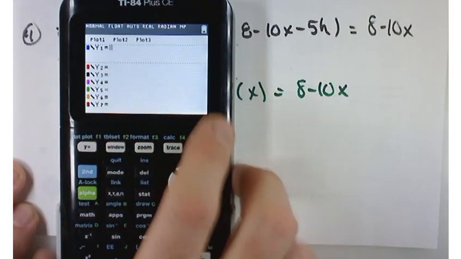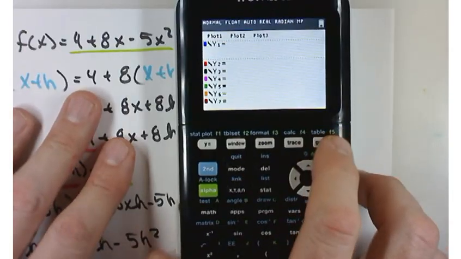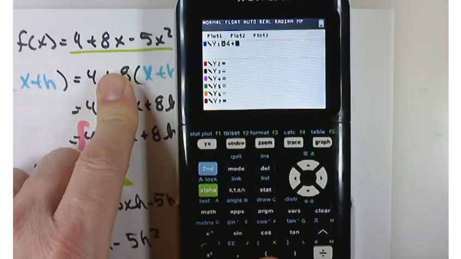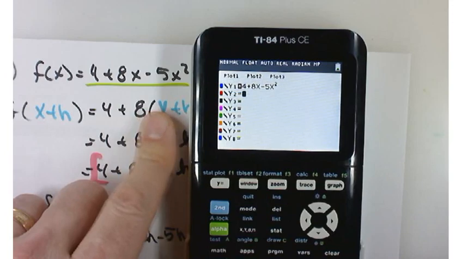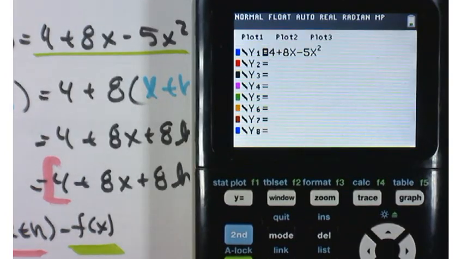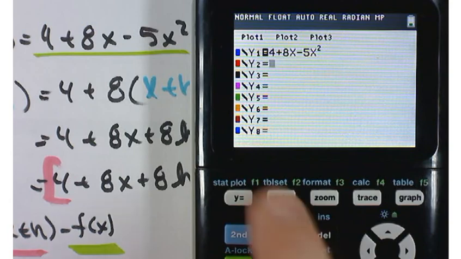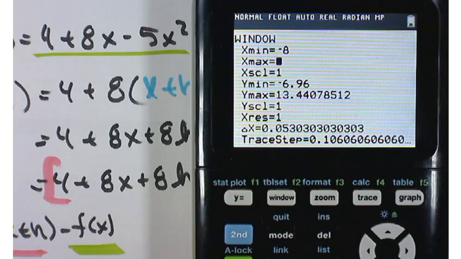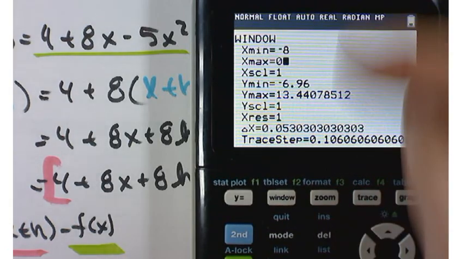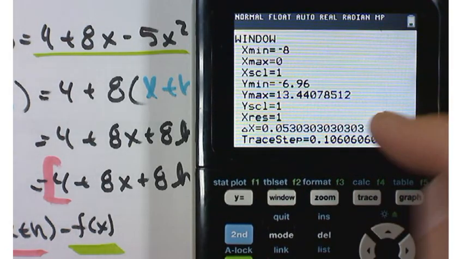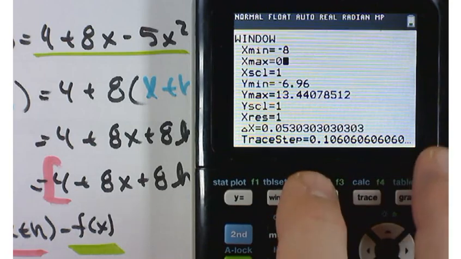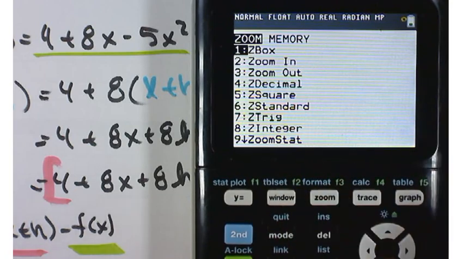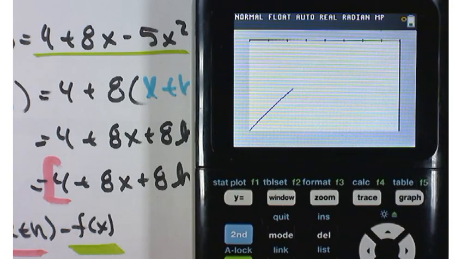I'm going to put in 4 plus 8x minus 5x squared into my graphing calculator. Well, let's think of a good window. Let's go generously between maybe -8 and, I don't know, -8 and 0 should work. Now, I'm not really sure where to set the values in terms of the y direction, but there's a hack for that, right? Where's our little hack on that? Zoom 0, yes. Zoom 0 will adjust your calculator automatically.